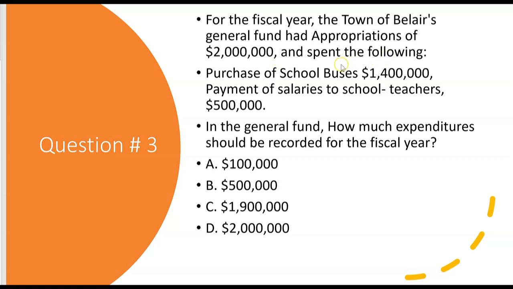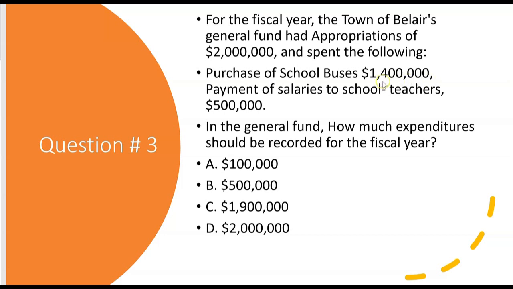But here's what they spent. They bought school buses for $1.4 million. They paid salaries to the school teachers of $500,000. So they spent $1.9 million, and they want to know how much of that qualifies as expenditures in the general fund. And expenditures for government accounting is really anything that you spend money on that's not expected to produce revenue.